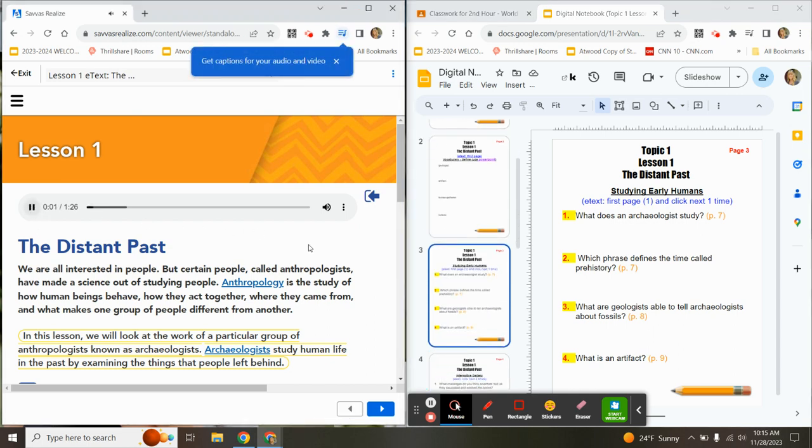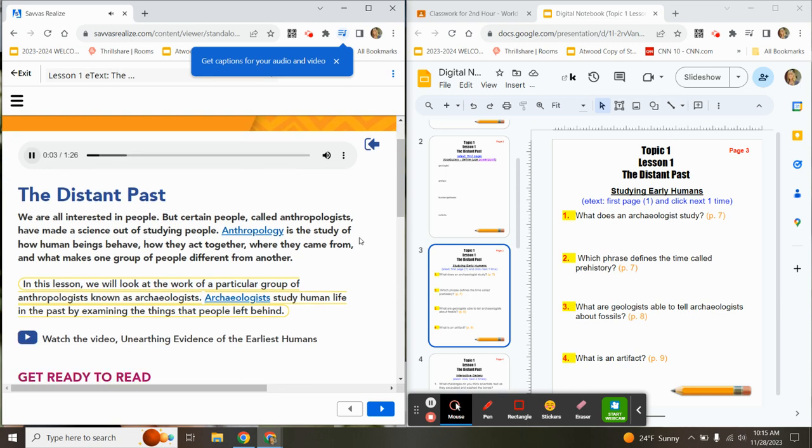Lesson 1. The Distant Past. We're all interested in people, but certain people, called anthropologists, have made a science out of studying people. Anthropology is the study of how human beings behave, how they act together, where they came from, and what makes one group of people different from another. In this lesson, we will look at the work of a particular group of anthropologists known as archaeologists. Archaeologists study human life in the past by examining the things that people left behind.